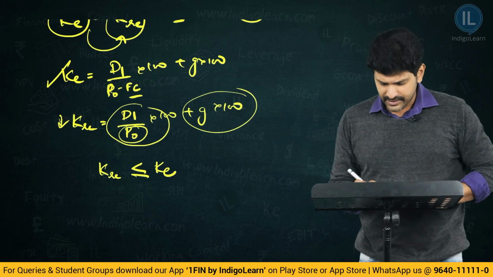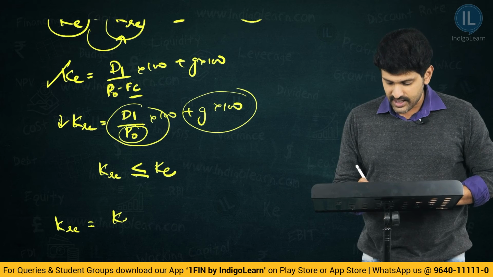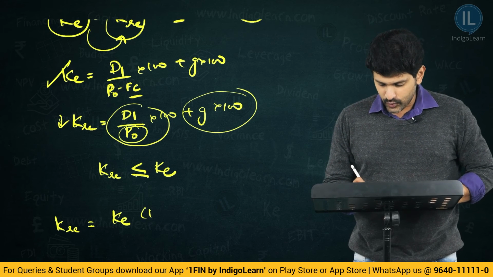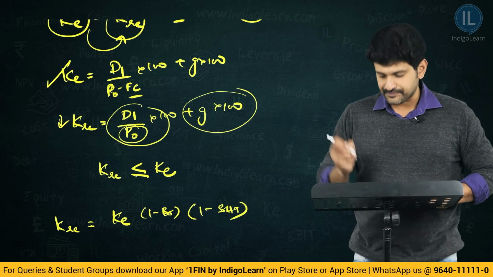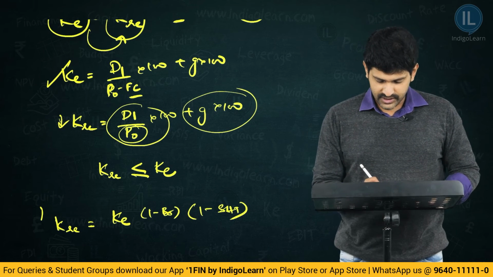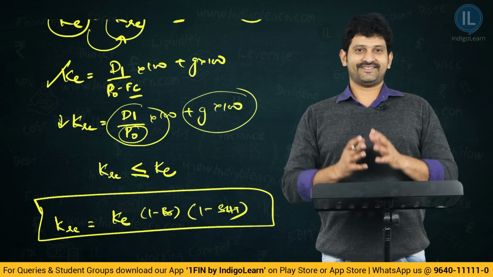Simply remove that element. Therefore, the other formula of KRE is KE, whatever is the cost of equity, into 1 minus brokerage into 1 minus shareholders tax. That's all. So, this is how we compute the cost of retained earnings.